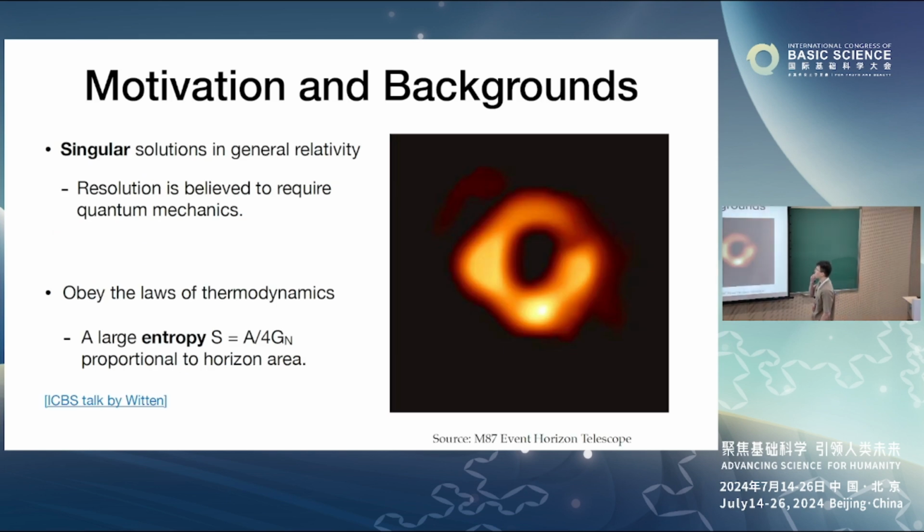So first, we all know that black holes are singular solutions in general relativity, and usually it's believed that the resolution of this singularity requires quantum mechanics. We've also learned from the talk by Professor Witten last week that black holes satisfy the laws of thermodynamics, and especially they have entropy, which is proportional to the area divided by 4G Newton.